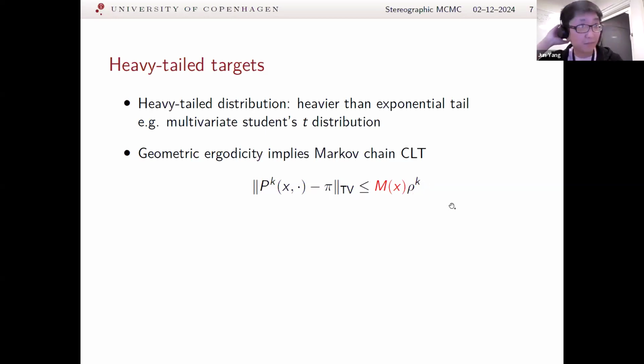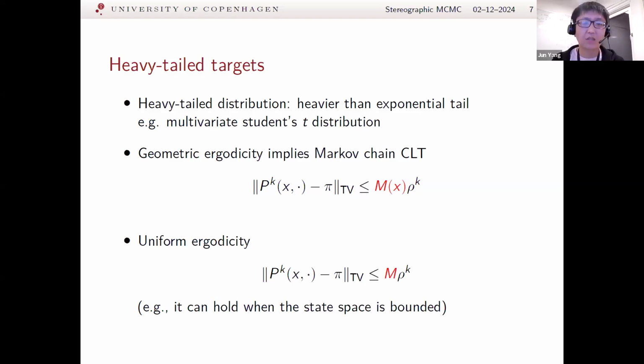So rho is smaller than 1. You can see this: if a Markov chain is geometrically ergodic, then for any given initial state, the total variation distance to the stationary distribution decays exponentially fast. However, this constant M(x) depends on the initial state. So you can have an arbitrarily bad initial state, and M(x) can be arbitrarily large. In that sense, in practice, the convergence can still be very slow.